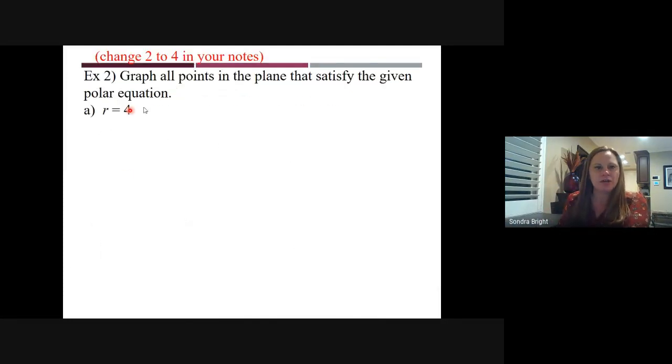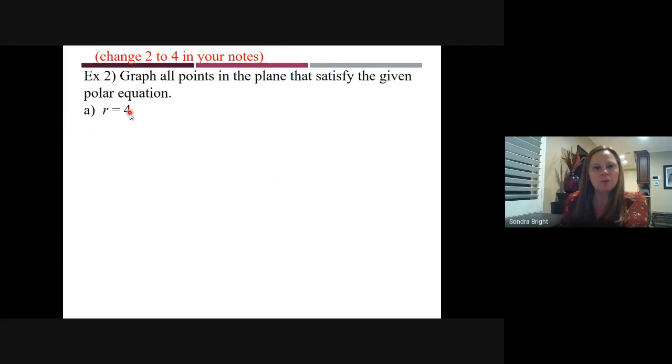All right, your notes on example 2. We're going to graph all points in the plane that satisfy this polar equation. Now we're talking about polar equations, not just a coordinate. A coordinate will be a point. Now we've got an equation, so it should be a shape. We changed the notes so that the circles you draw aren't teeny, tiny little circles. r equals 2 is a pain to draw, and r equals 4 is a little bit prettier.